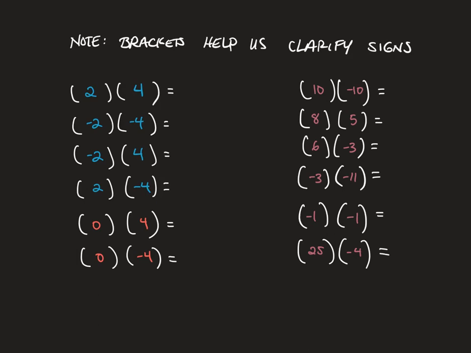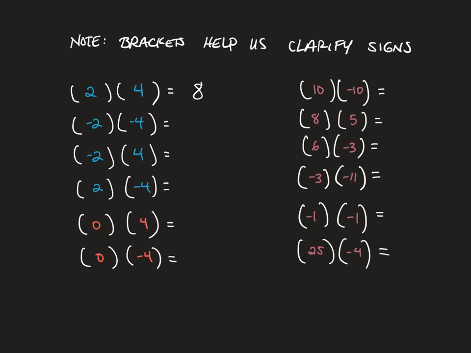Notice that my numbers have brackets around them. This is helpful when we're working with signed numbers so that we can distinguish a sign, like negative in front of a 4, from an operation, like a minus sign that would appear outside of a bracket. Let's look at the first one. 2 times 4. We have a positive times a positive, so our result is going to be a positive number. 2 times 4 is 8, and because they're both positive, my result will be positive.